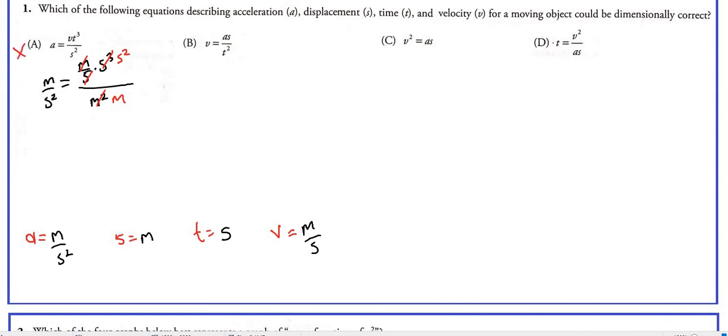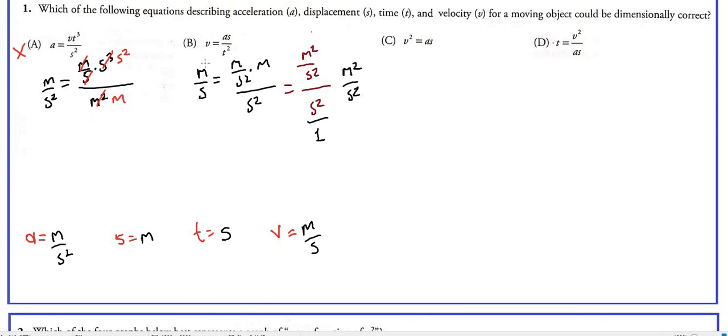Now let's see B. Velocity is meter over second, acceleration is meter over second squared, times displacement, which is meter, and we have t squared, which is second squared. And here we obtain meter squared over second squared on the right hand side, over second squared. You can think this is over 1, and if you do keep change flip, you get meter squared over second to the 4th power, which is not equal to meter over second, so B is not correct either.